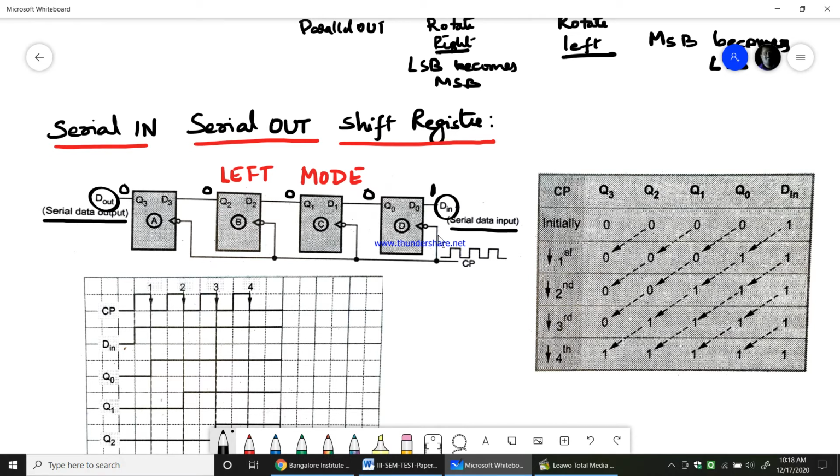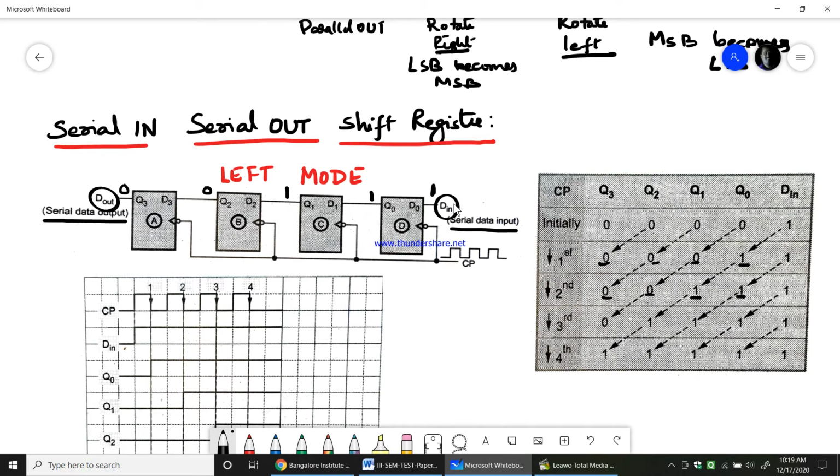Therefore, when I give input 1 to D in and press the clock pulse, this D in 1 is given to Q0. Now Q0 will become 1, whereas all others will be 0. So that is the first clock pulse output, 1 0 0 0. Now again I make D in 1, so Q0 will be 1, and the earlier 1 of Q0 shifts towards left to Q1 when you give the clock pulse.